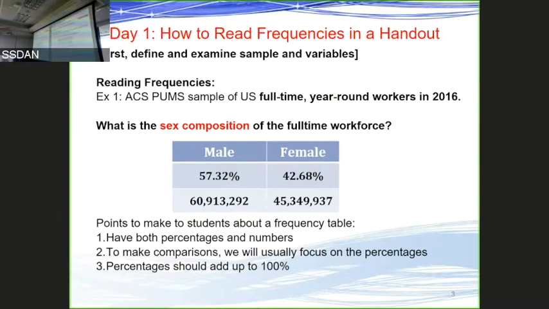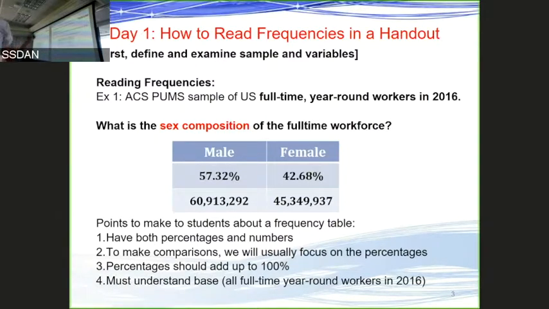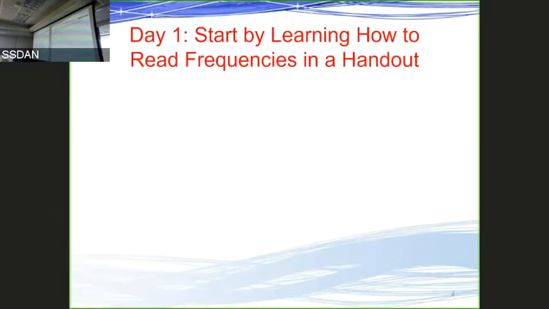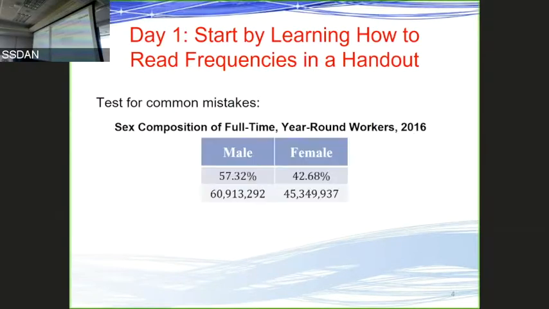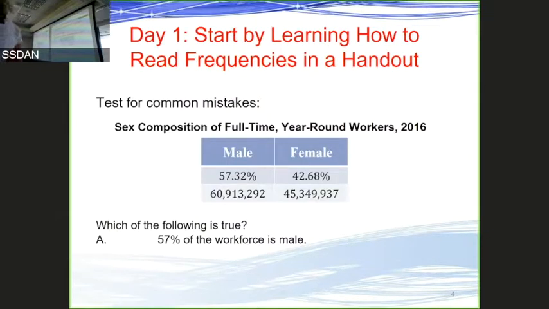It's really worth slowing it down, having them guess, going over the basics. And they need to know what the base is. So the base here is all full-time, year-round workers. Okay, so we show the frequency, and then I immediately start saying, well, here are some common mistakes. So I show again the same set of frequencies here, and I'll ask, which of the following is true? Is it that 57% of the workforce is male, or 57% of men are in the workforce?